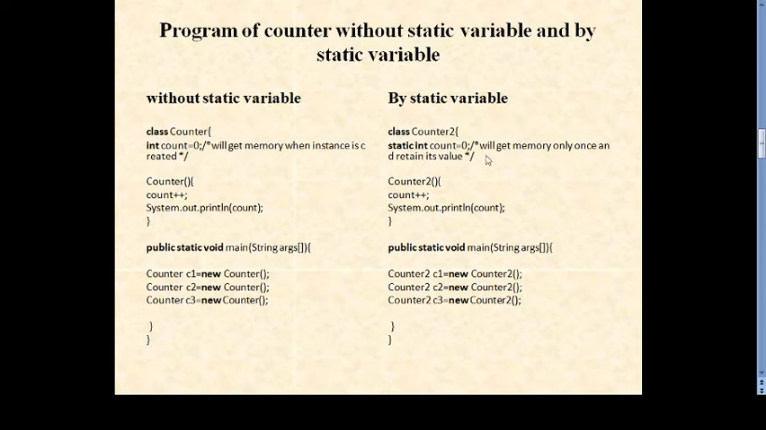Now let us see with a static variable. Class Counter2, static int count equal to 0. Here we get it only once. The memory is allocated only once for the entire class. In the Counter2 constructor, count is incremented and printed. When we create the first object, the constructor is invoked and count is incremented to 1 and printed. When the second object is created, count is incremented to 2. The value is retained among the objects. When the third object is created, count is incremented to 3 and displayed. So the static variable retains its value among the objects. The value is retained for the entire lifetime and is accessible for all objects.